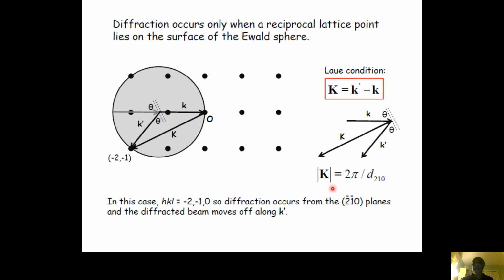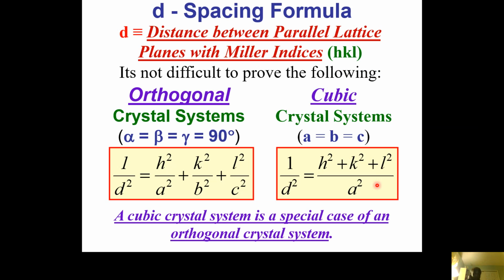So the magnitude is given by, because this delta K is the same as G, 2 pi over the spacing d. Okay, so now by simple geometry, if you know the plane Miller indices, you can calculate the separation between two planes, which is given by this equation.